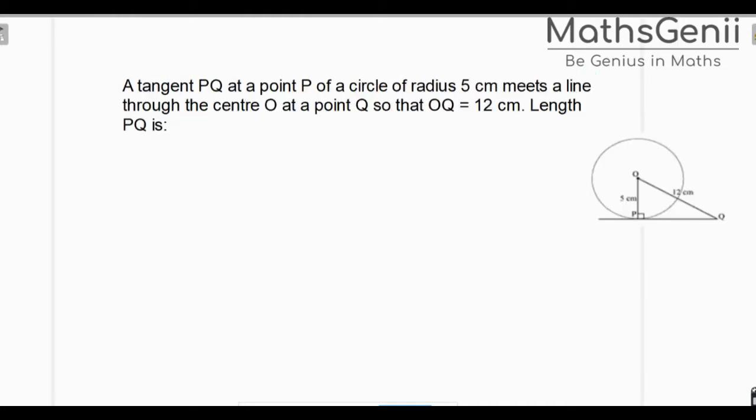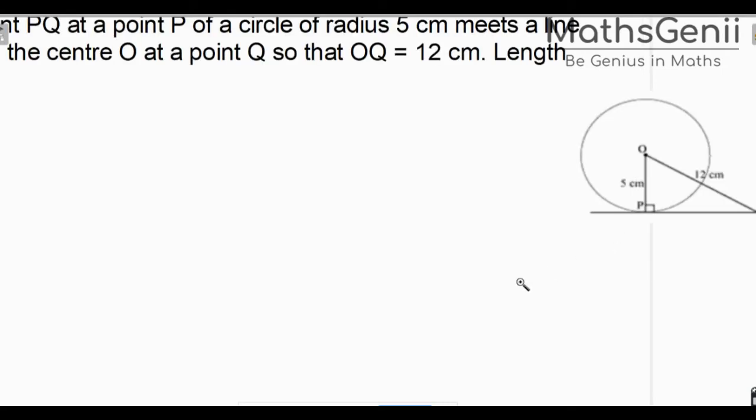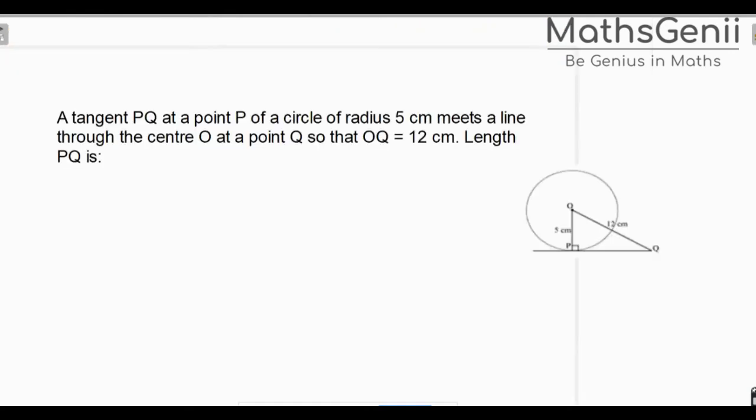Okay, now let's look at another example from your chapter again. It's pretty simple. If you know Pythagoras, you know circle. If you know basics of triangle, you know circle. Okay, it's that simple. A tangent PQ. We have drawn tangent PQ as you see in the figure. A tangent PQ at a point P of a circle of radius 5 centimeter meets a line through the center O at point Q, so that OQ is 12. Find the length of PQ.